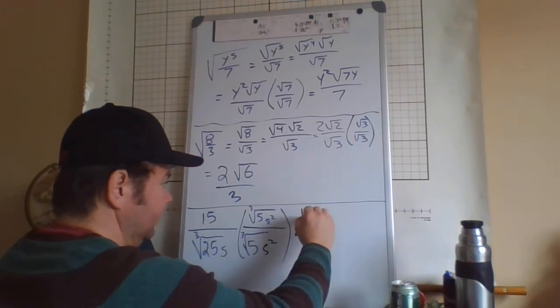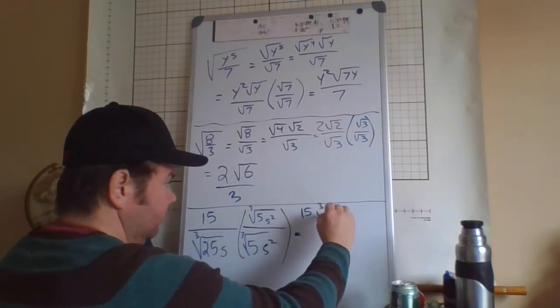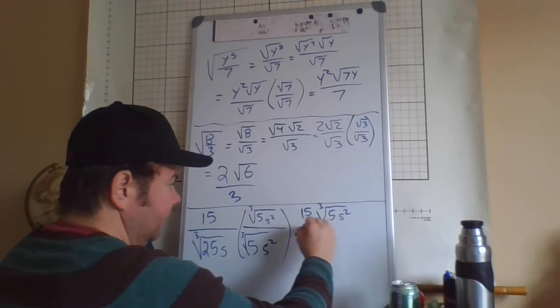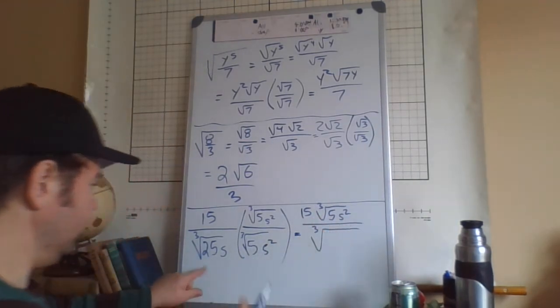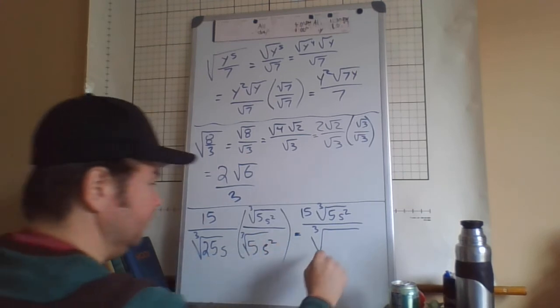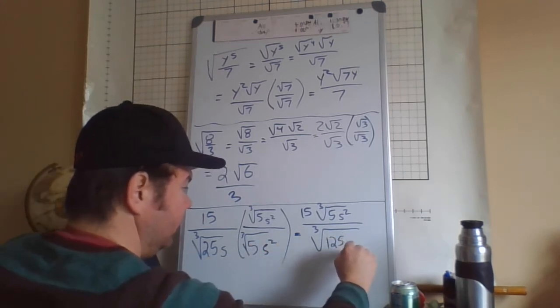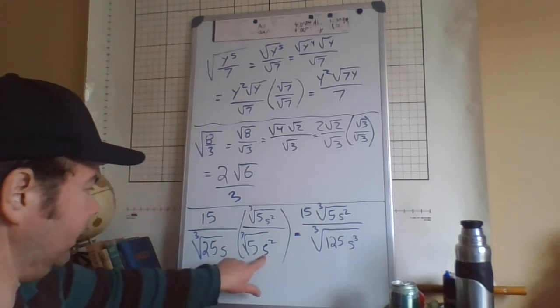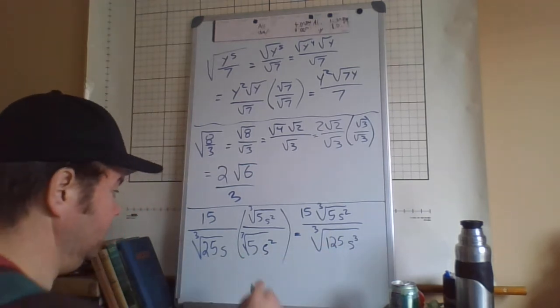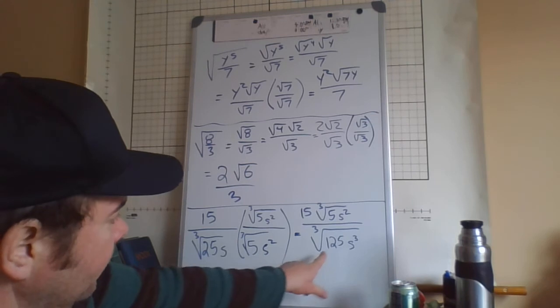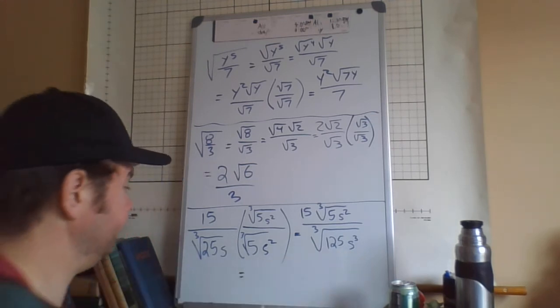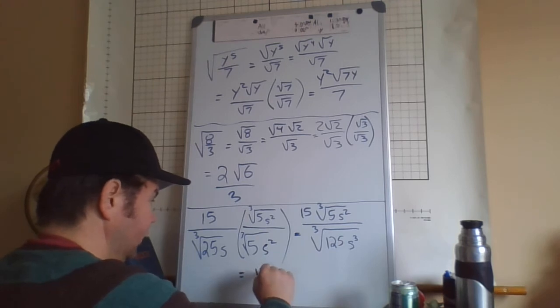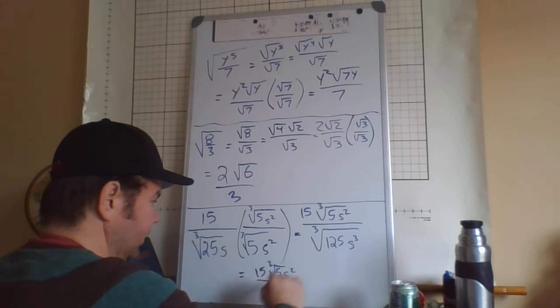Now let's take care of the numerator here. This is going to become 15 times the cubed root of 5s squared, and down here you get the cubed root of 25 times 5 is 125, and s times s squared is s to the third. Sweet. Because now, guess what you can do? You can take the cubed root of this. You've got 15 times the cubed root of 5s squared over 5s.